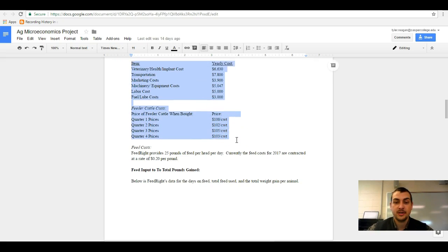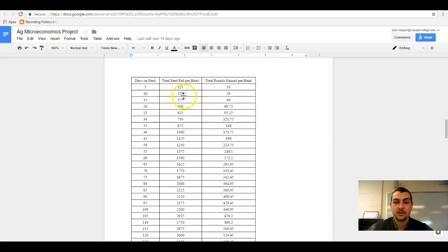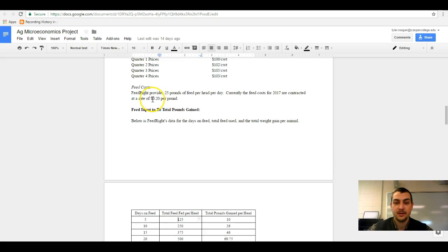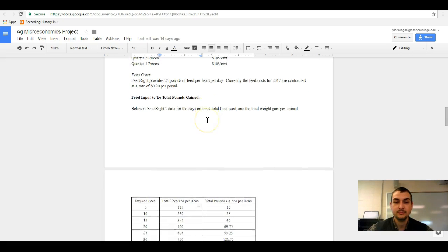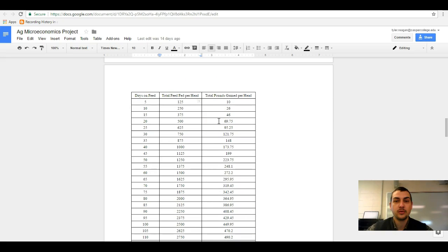And then you get into your variable costs. Your variable costs are basically going to go off of this schedule. Here are your variable inputs right here, and here are your outputs. What you have to do is take the amount of feed you're feeding and multiply it by the rate, the cost of the feed, and that's going to give you your variable cost, or total variable cost.